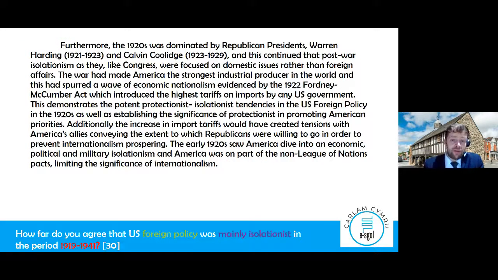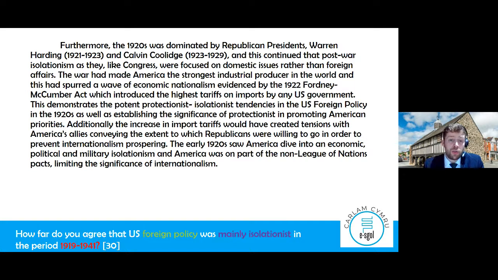My second paragraph would be this. Furthermore, the 1920s was dominated by Republican presidents Warren Harding and Calvin Coolidge. And this continued that post-war isolationism as they, like Congress, were focused on domestic issues rather than foreign affairs. The war had made America the strongest industrial producer in the world, and this had spurred a wave of economic nationalism, evidenced by the 1922 Fordney-McCumber Act, which introduced the highest tariffs on imports by any US government.